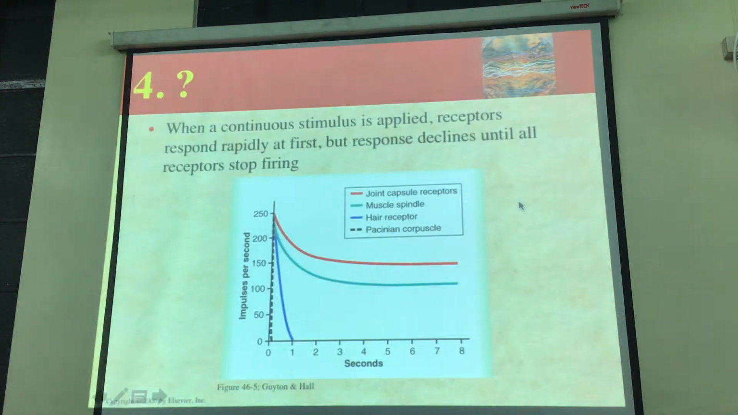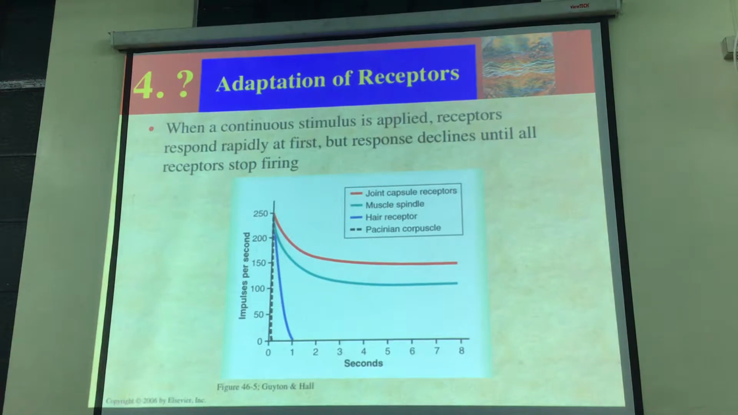Now, what is the term when a continuous stimulus is applied? The receptors respond rapidly at first, but response declines until all receptors stop firing. Any guess? So initially, when you enter a dark room, you cannot see anything, then eventually you adapt. Adaptation of receptors, right? So your receptors can adapt. Even the sight, the sound, and even the smell. Those receptors can respond, especially to movement.